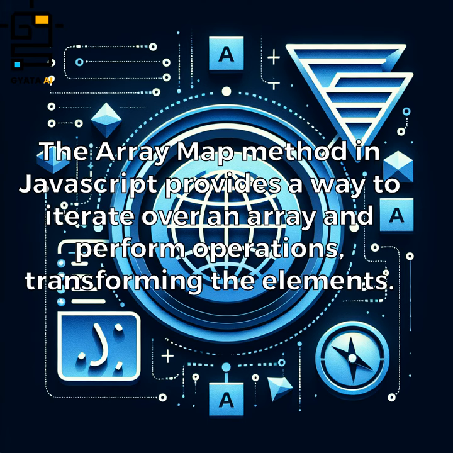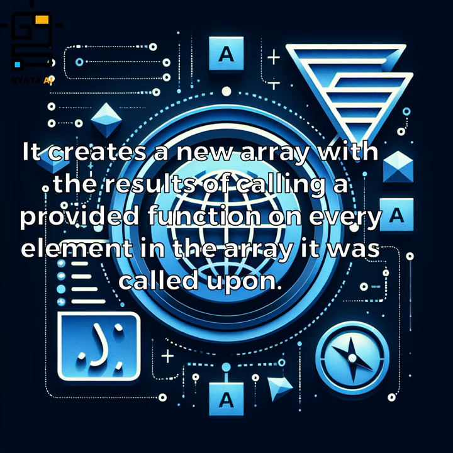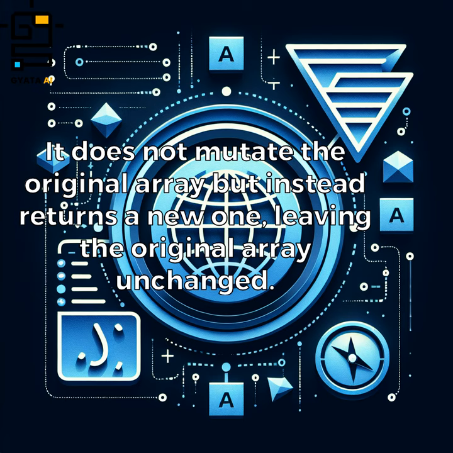The Array Map method in JavaScript provides a way to iterate over an array and perform operations, transforming the elements. It creates a new array with the results of calling a provided function on every element in the array it was called upon. It does not mutate the original array, but instead returns a new one, leaving the original array unchanged.